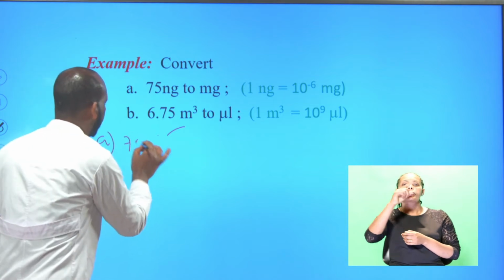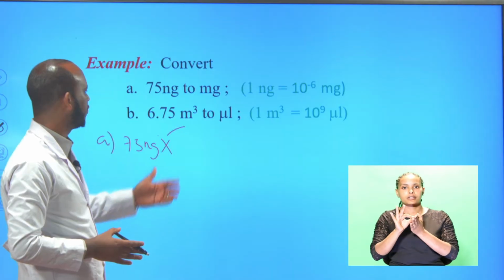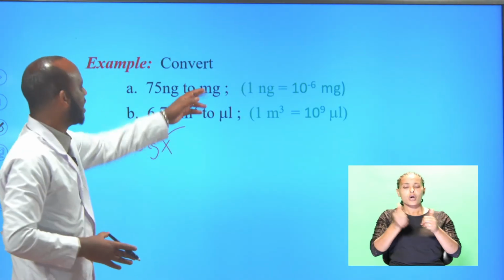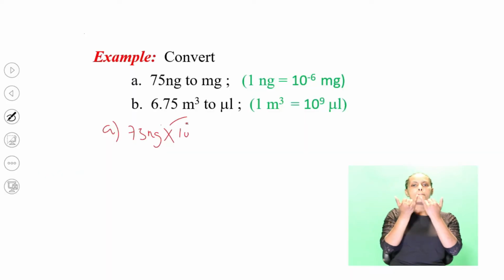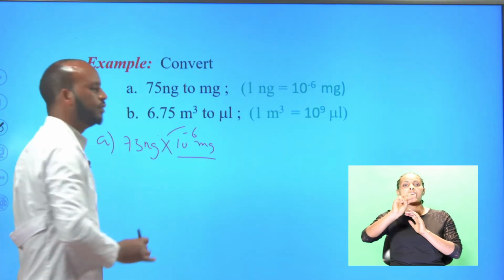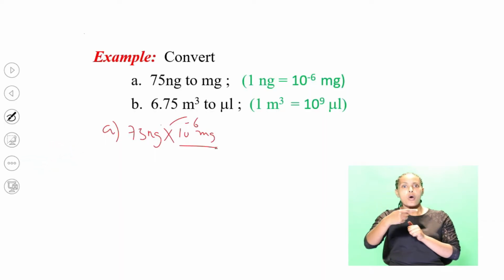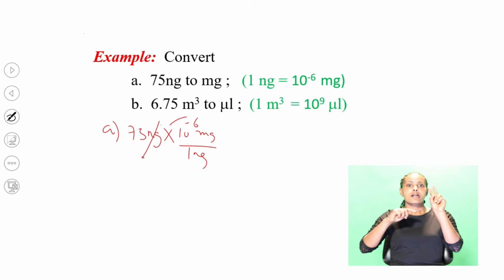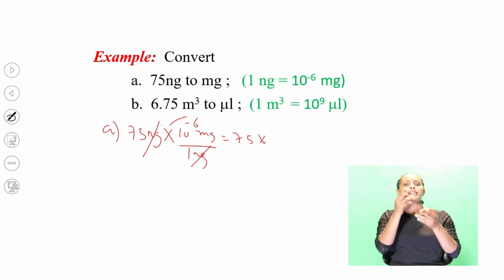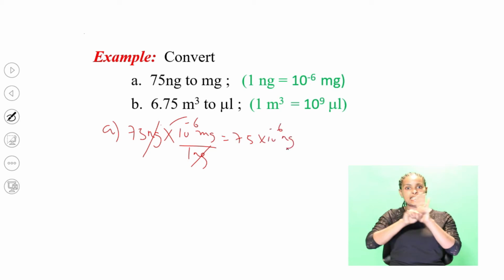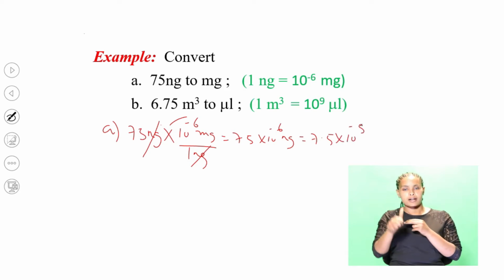75 nanogram times the quantity of desired unit, which is milligram. Unit of desired quantity is 10 raised to minus 6 milligram, divided by unit of original quantity, which is 1 nanogram. Nanogram will be cancelled by nanogram. Now this is the same as 75 times 10 raised to minus 6 milligram. We can write this as 7.5 times 10 raised to minus 5 milligram.